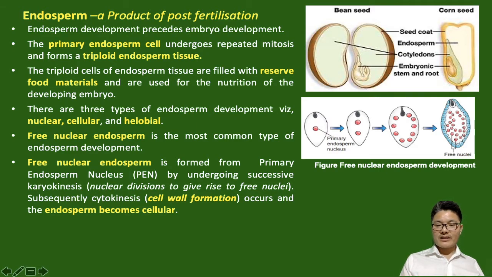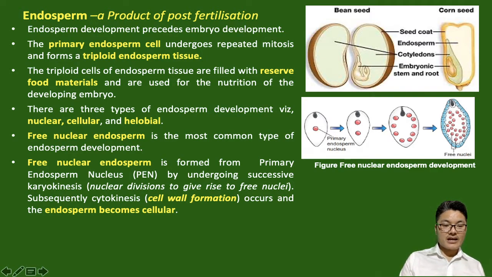And after division of nuclei, then there is formation of cell wall, or cytokinesis occurs. And in this way, there is formation of a cellular mass of endosperm. So in free nuclear endosperm development, first there is occurrence of continuous nuclear division, and then cellularization occurs. There is cell wall formation.